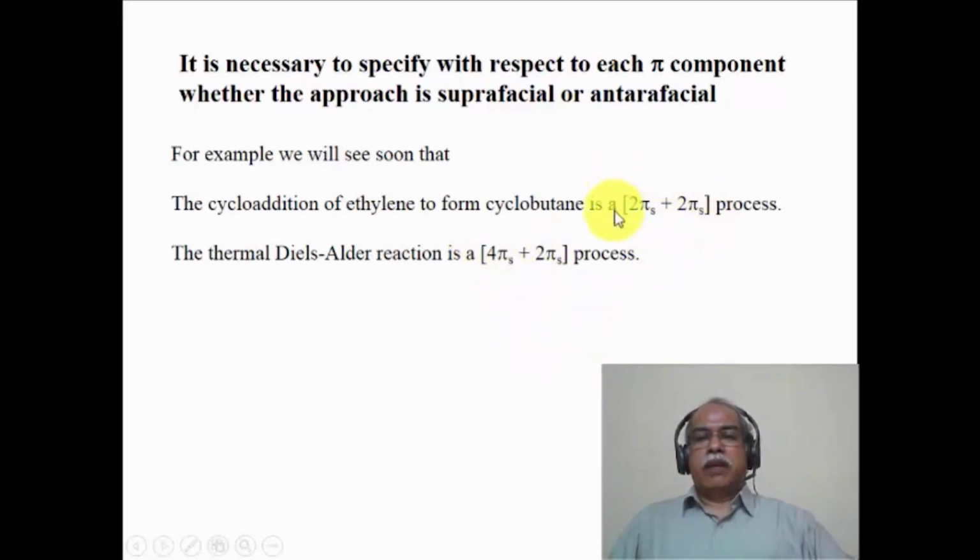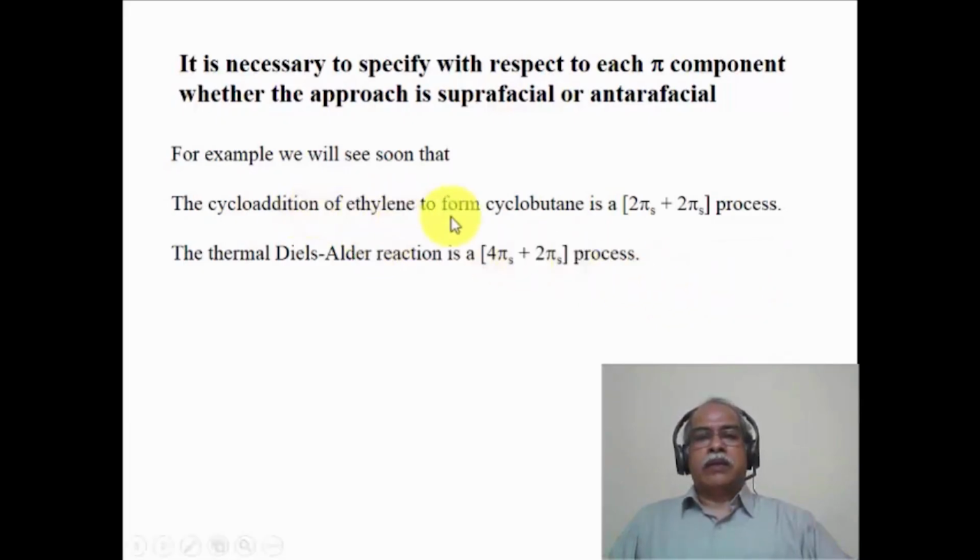So this kind of complete description of a cycloaddition reaction not only gives you the number of pi electrons and the number of components involved, it also very clearly tells you what is the nature of overlap between the molecular orbitals of the components, whether they are suprafacial or antifacial with respect to each other.